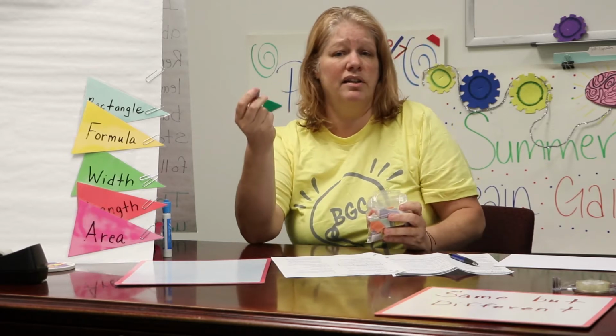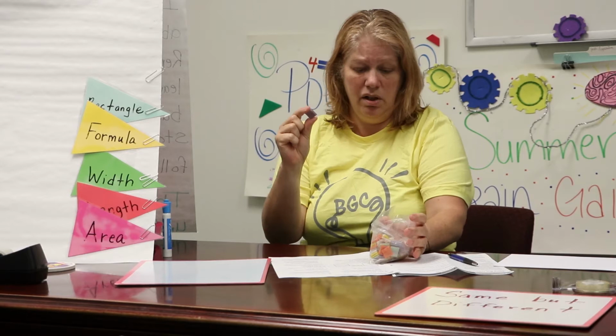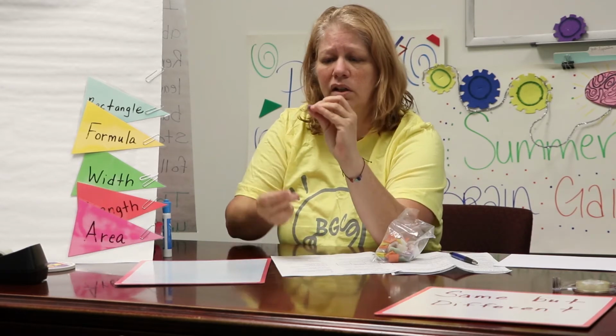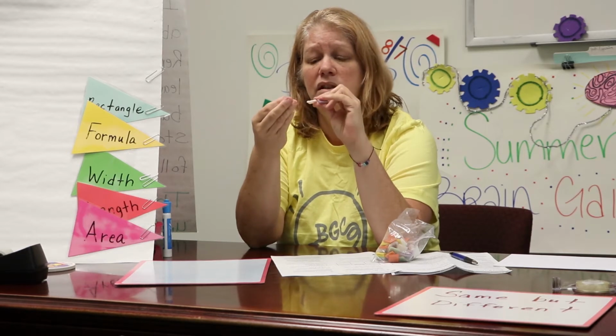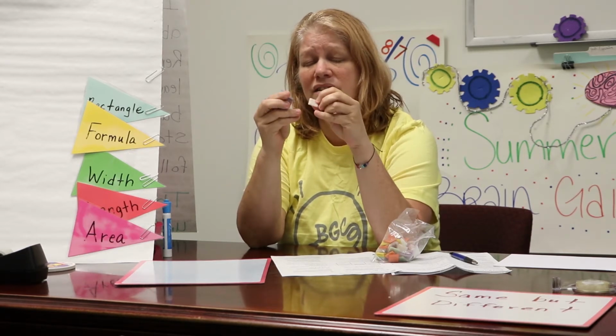You can use any kind of squares as long as they are a square, which means all 4 sides are the same. You can use blocks, you can use Legos, you can use snap-on cubes. I have these little glass squares because I thought they were really pretty, and they're different colors. They don't have to be the same color or the same texture, but they have to be the same size.